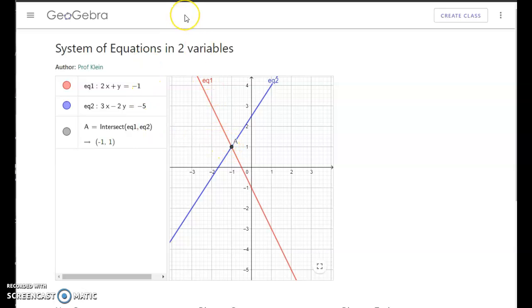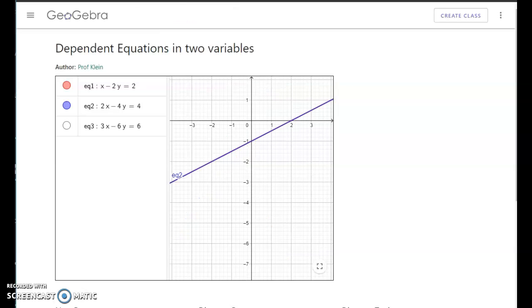Now, what happens when there's dependence between the two equations? So let's look at that. Okay, these two equations are dependent. And what does that mean? Well, the second one is the same as the first one, except you multiply by a scalar. You're multiplying by, in this case, a positive 2, right?